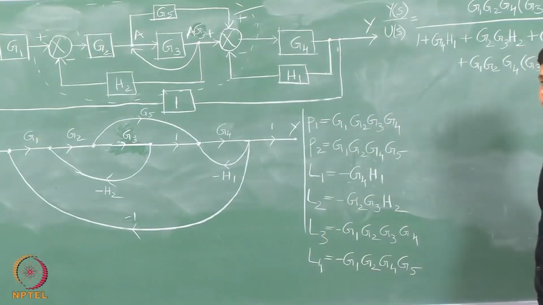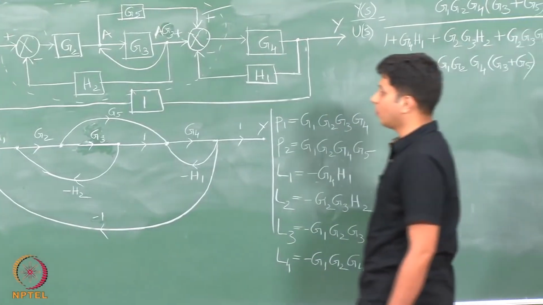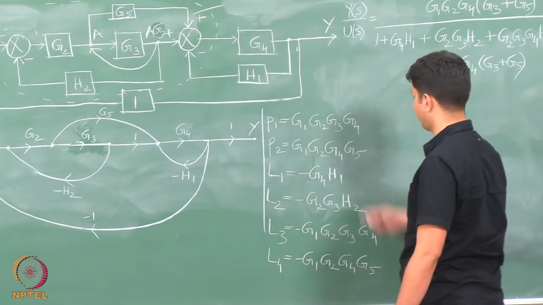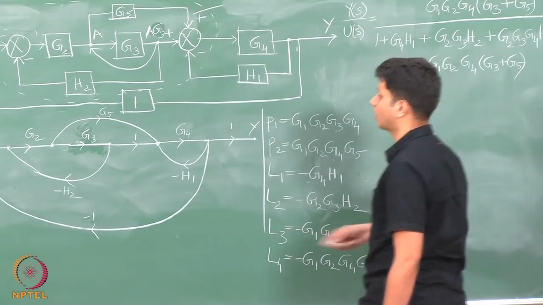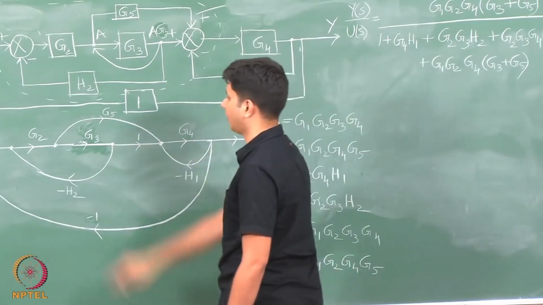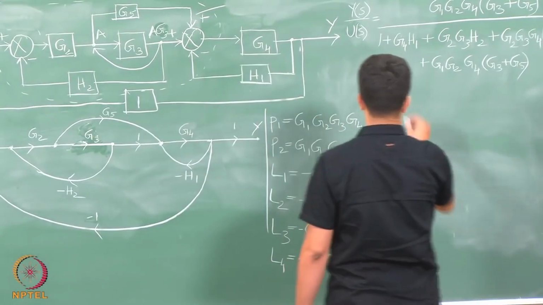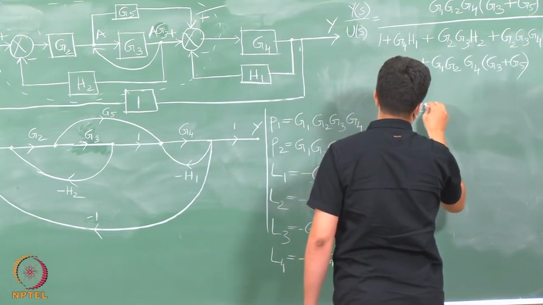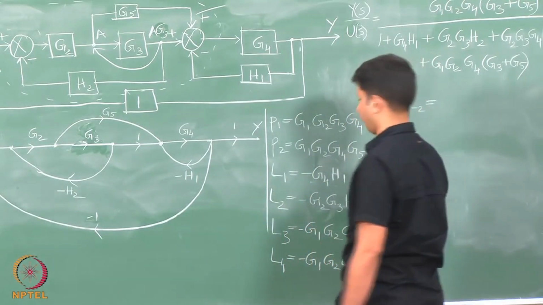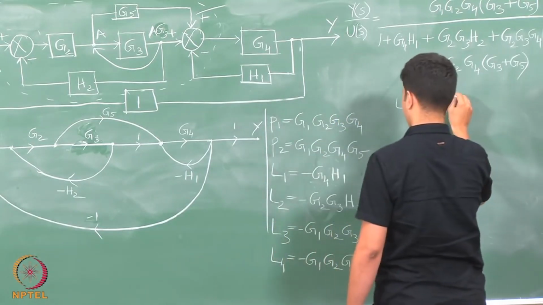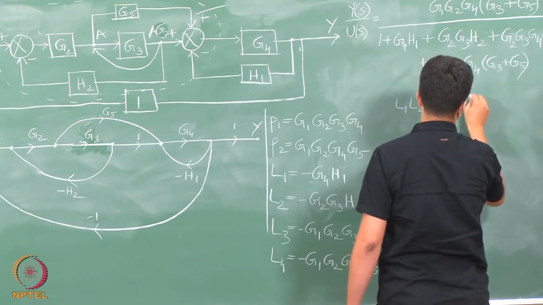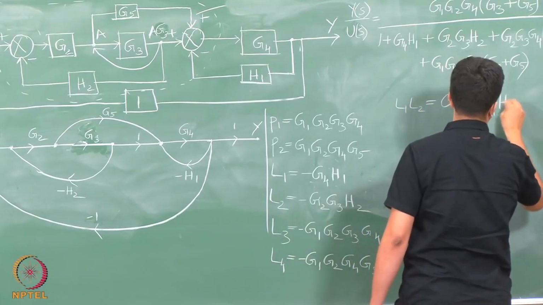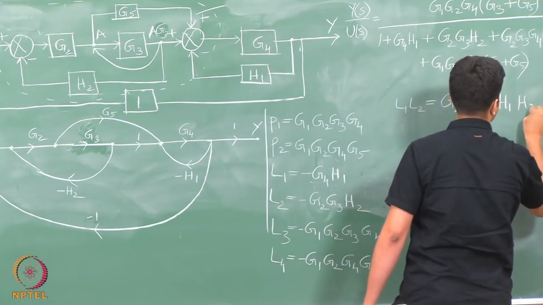So, now we have the forward paths and the loops. Now, we will go to the non-touching loops. Out of 4 loops, if you look at these 2 loops, these are not touching each other, they do not have any common nodes or branches. So, among the non-touching loops we have L1, L2 and G2, G3, G4, H1, H2.